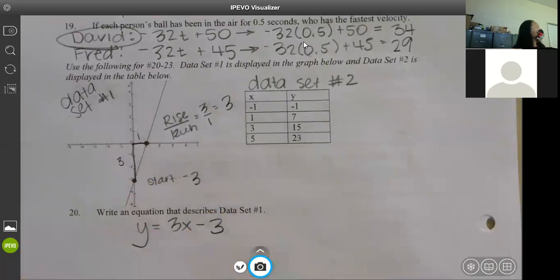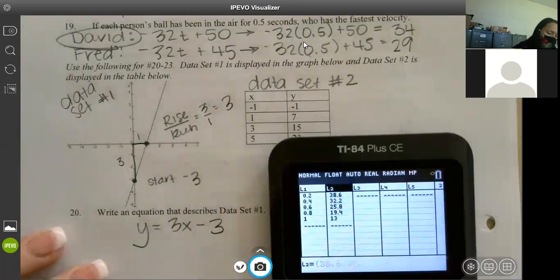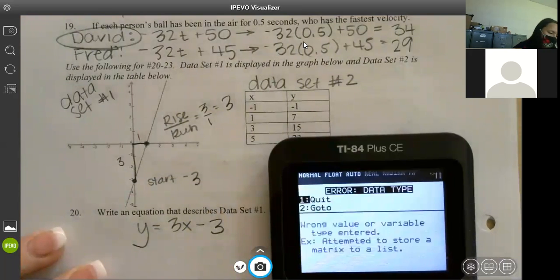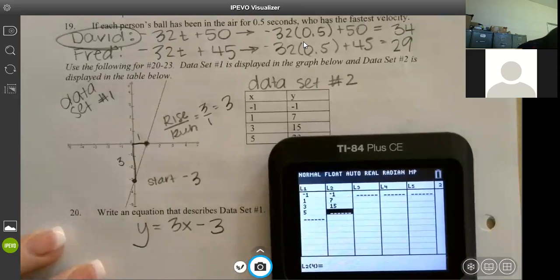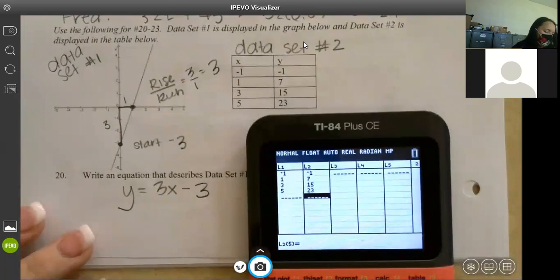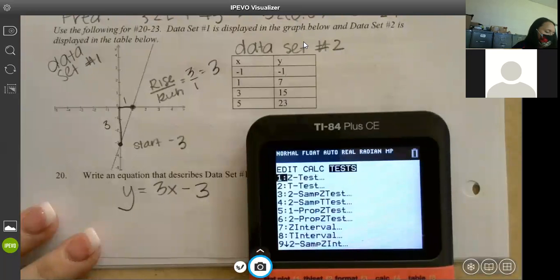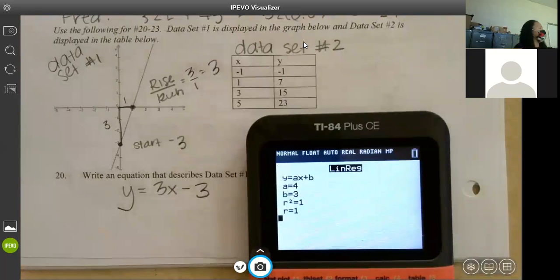We're going to put it into stat. Negative 1, 1, 3, 5. Negative 1, 7, 15, and 23. These are more the type of numbers that you're going to get on your test. Go over to calc, linear regression. And then there's our equation. See, it's a nice, neat little equation. All right.